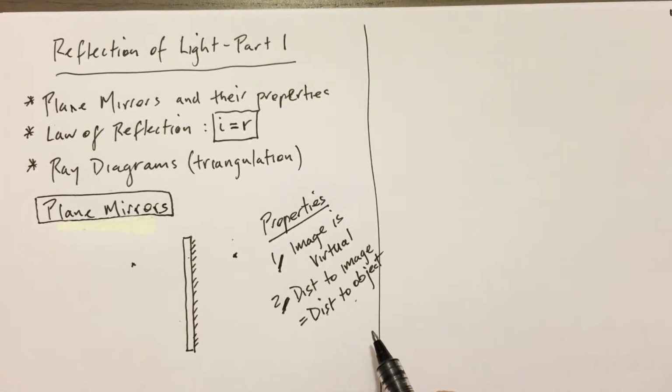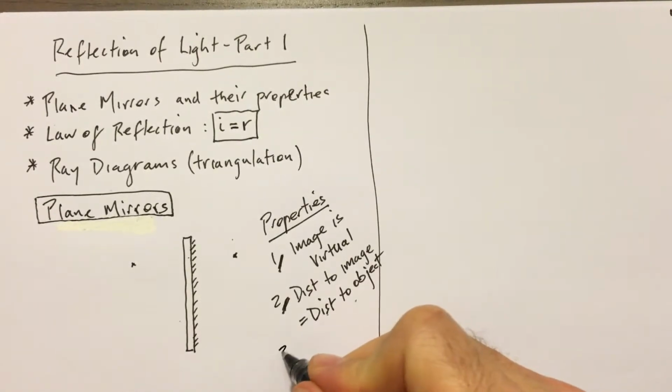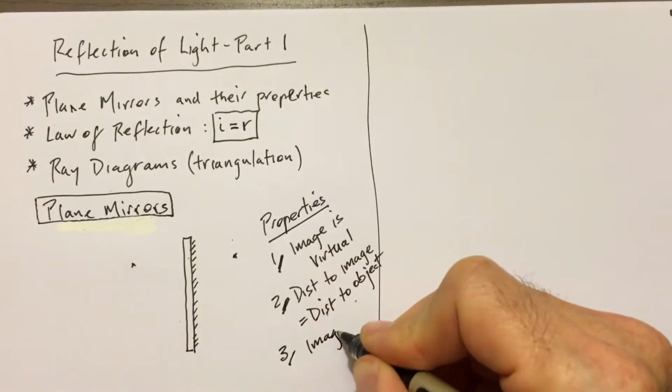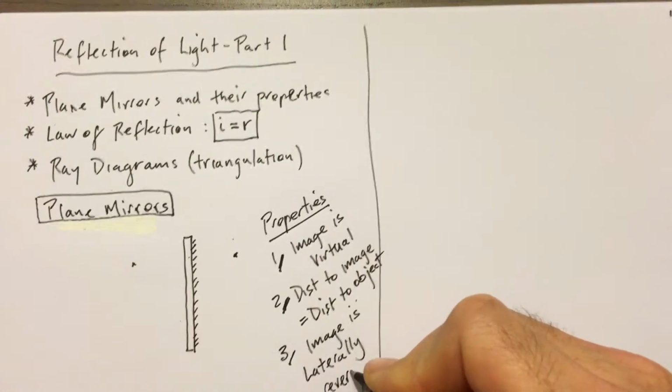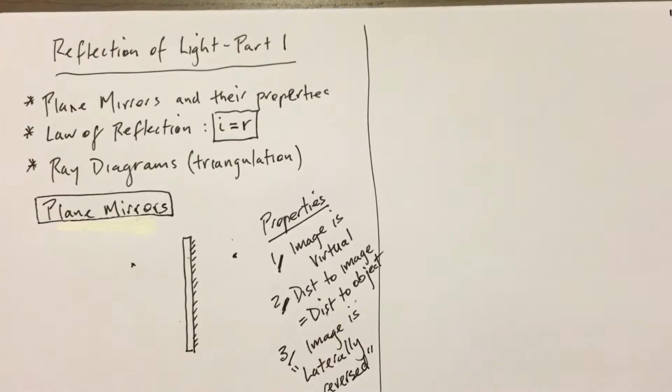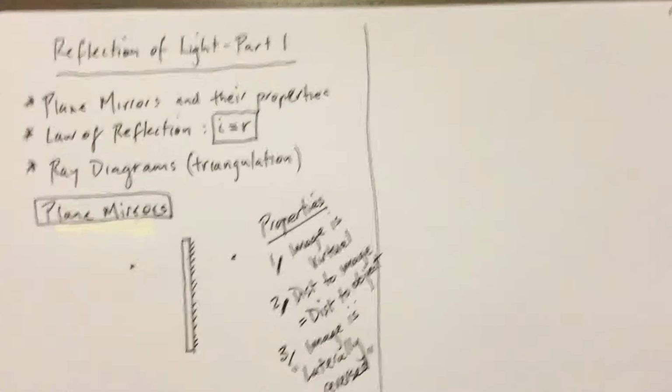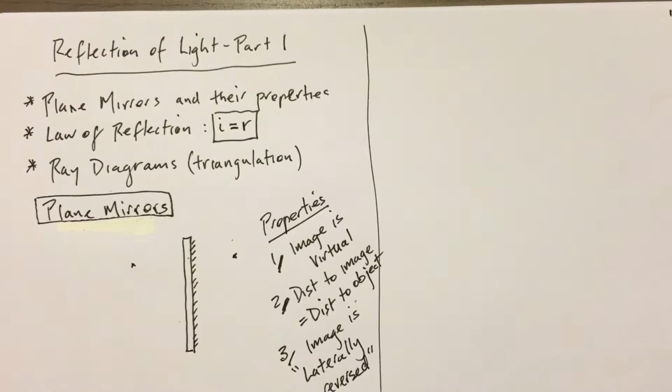One other interesting property with plane mirrors is that the image is always laterally reversed. So what does that mean? Laterally reversed just means that when you look in a mirror, your left side, calling yourself the object, becomes the right side of the image, and your right side becomes the left side of the image. So left becomes right, right becomes left, and that's really all it means. When you raise your right hand as you're looking in a mirror, it looks like the image is raising the left hand. How about that? All right, so let's move on.